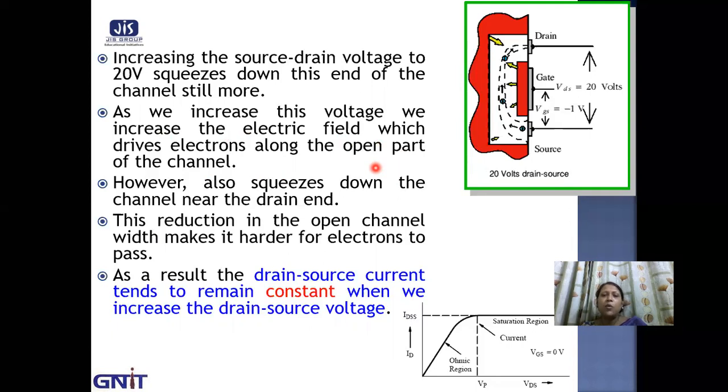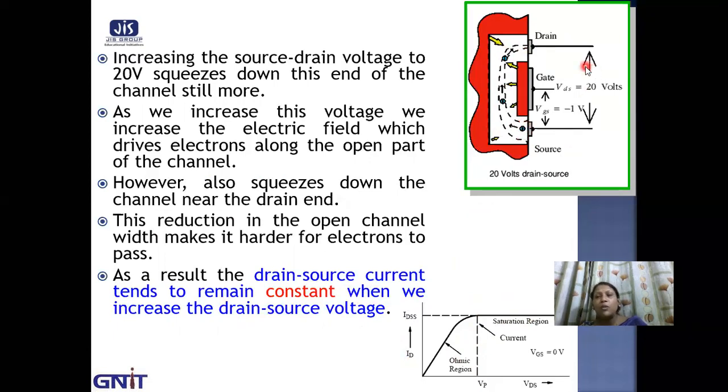This reduction in the open channel width makes it harder for electrons to pass. See, this region is thicker than this region. So it is very hard for the electron to pass through this region. This is getting very, very narrow. As a result, the drain source current tends to remain constant when we increase the drain to source voltage. So it is very much clear from this diagram and from this figure also.